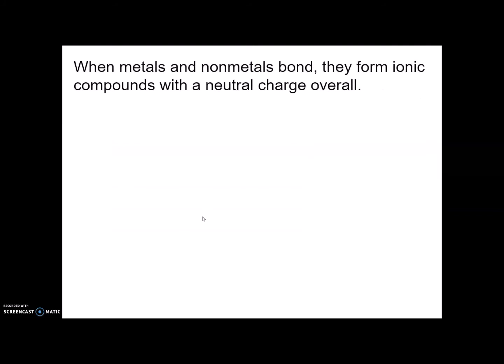Okay, we know that when metals and nonmetals bond, they form ionic compounds. And we know that when they form ionic compounds, the compound's charge is neutral overall. That is, the sum total of the positive charge is canceled out by the sum total of the negative charge. Let's consider this in light of the dot diagrams that we've just taken a look at.